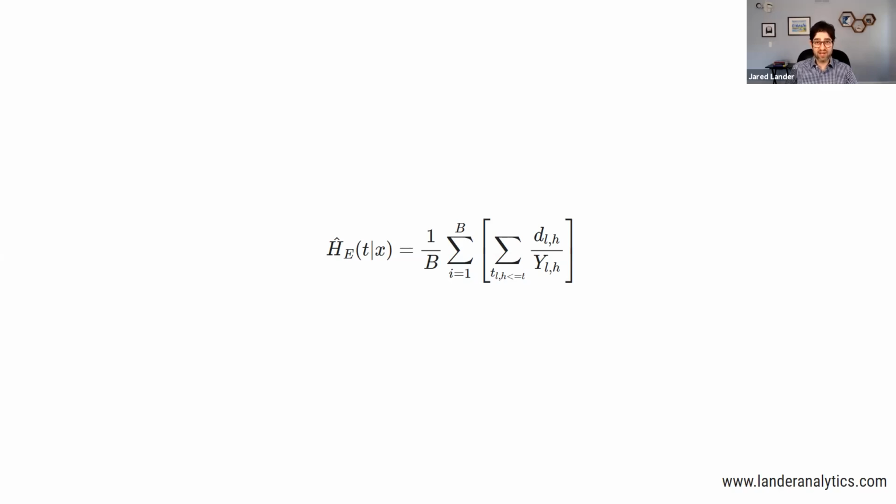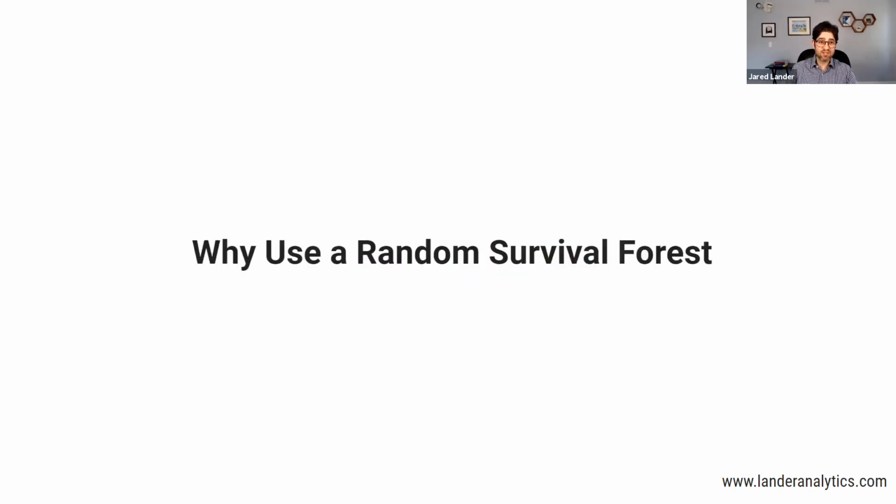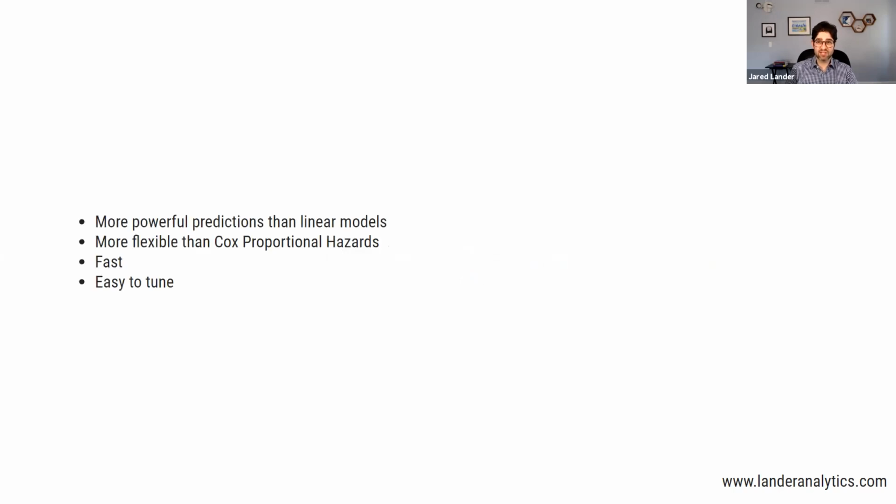You could do a regular random forest for regression, classification, or other problems, but this is a survival random forest. You would want to use a random survival forest because they give more powerful predictions than linear models, and they're more flexible than Cox proportional hazards. You no longer need to assume proportionality. And they're fast. Each tree is fast to grow, and you can grow all the trees in parallel. And they're easy to tune. This will become important because machine learning is mostly just brute forcing your way through tuning parameters. It's sad, but that's true.